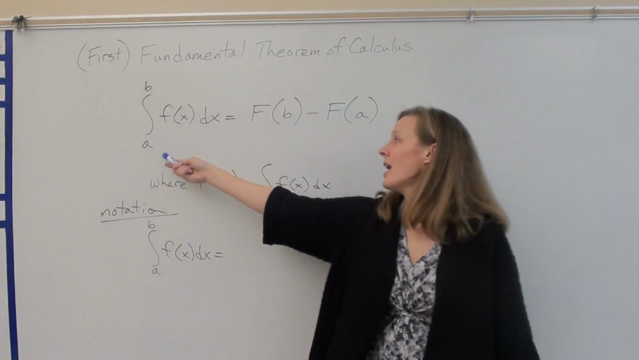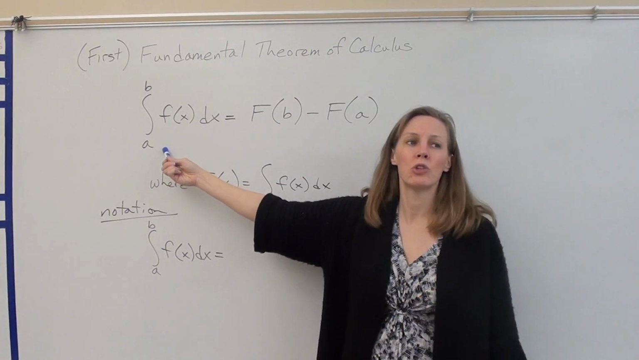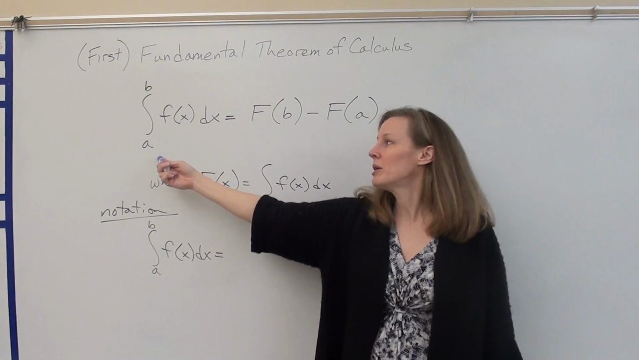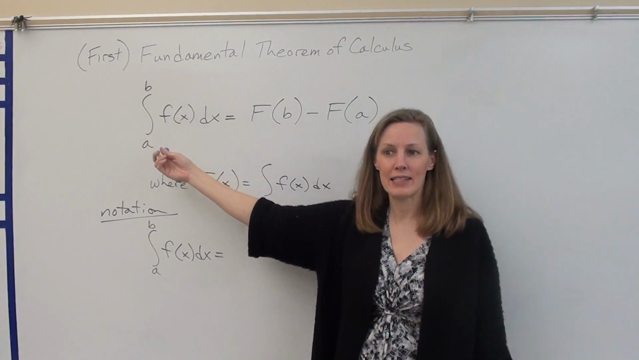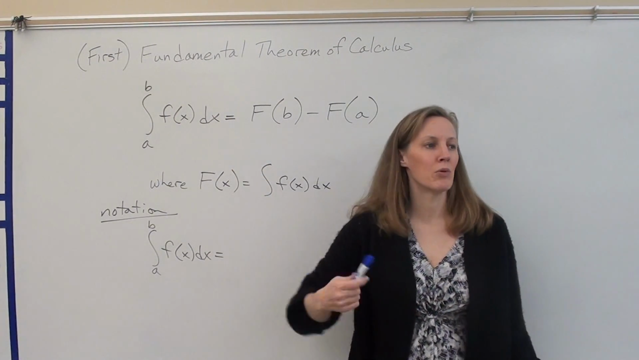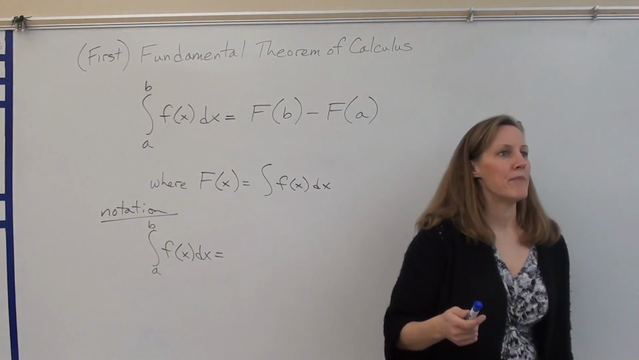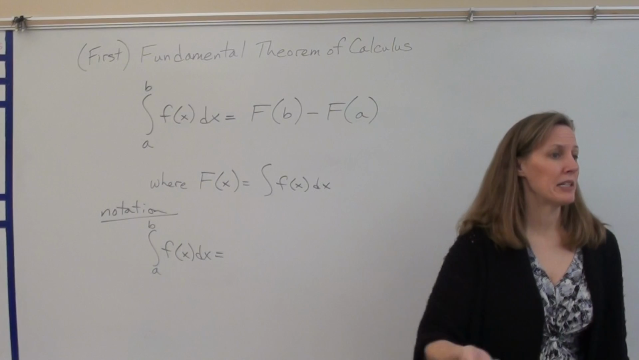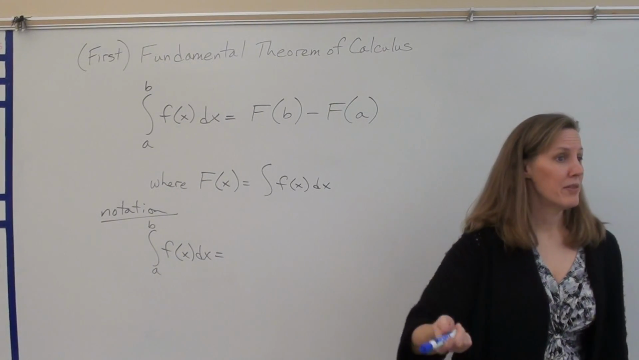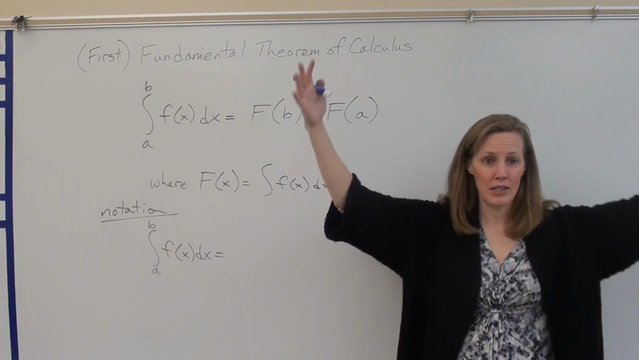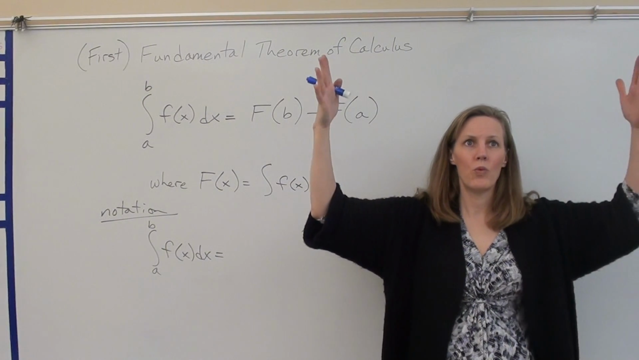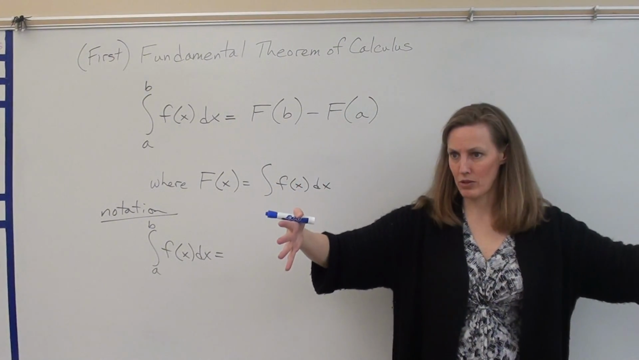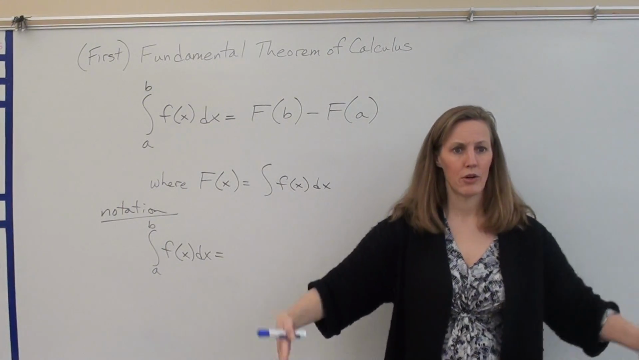So this a and b, this is your lower limit. These are called the limits of the integral. This is your lower limit, this is your upper limit. These are the exact same a and b that we were using when we did exact area the long way. Right, so all of that b minus a over n for width stuff, that's the a and that's the b. It's the x values where you want the area in between those two x values. Does that make sense? Okay.